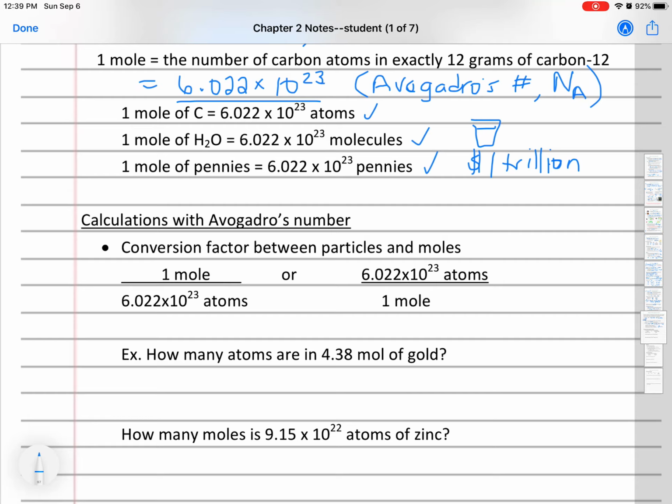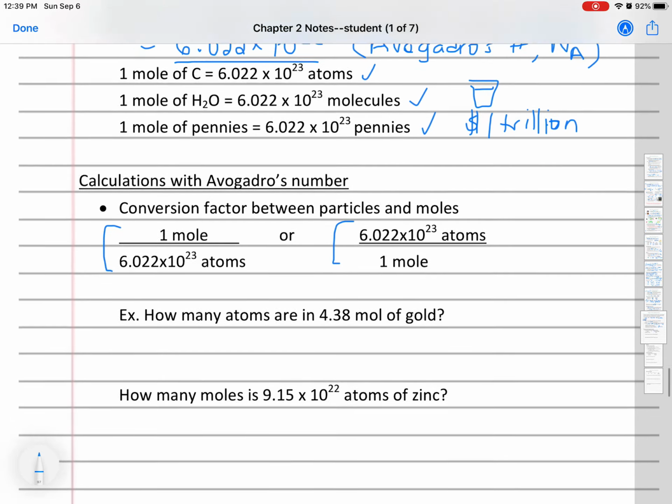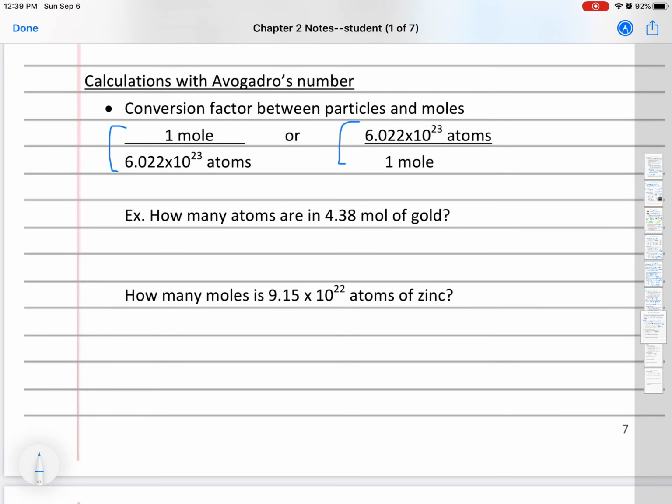So when we are doing calculations with Avogadro's number, it's an equivalency that we can turn into a conversion factor to convert between number of particles of something and moles. We can make that equivalency into one of 2 conversion factors or ratios, and we can do some math. So let's practice some problems here.